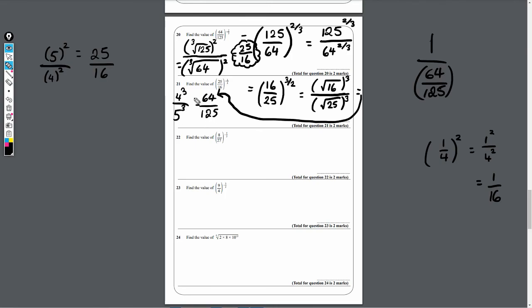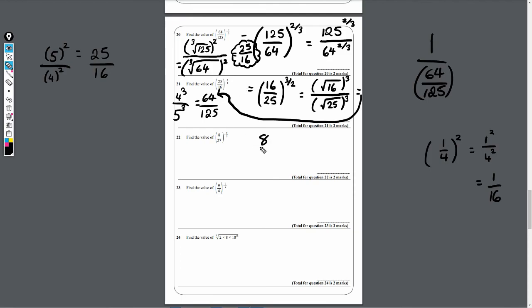Now with enough practice, you'll start just seeing these dead quick. So 4 cubed, you'll instantly put in 64, for example. But that's your final answer. So 64 divided by 125. So if you haven't already, pause the video, have a go at 22 and 23, see if you can get the same answer as what we're going to get now when we walk through it together. So let's do these together.